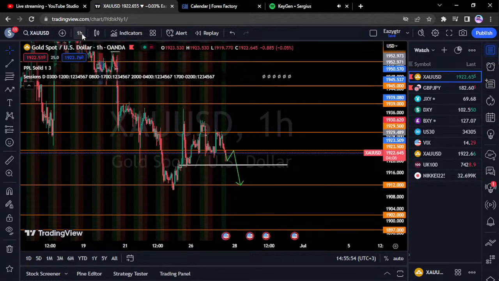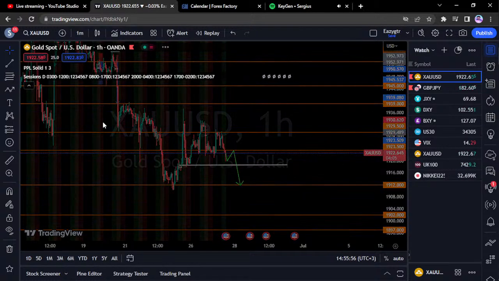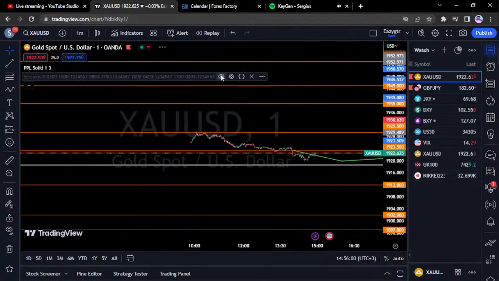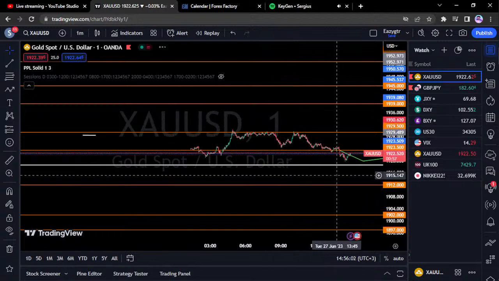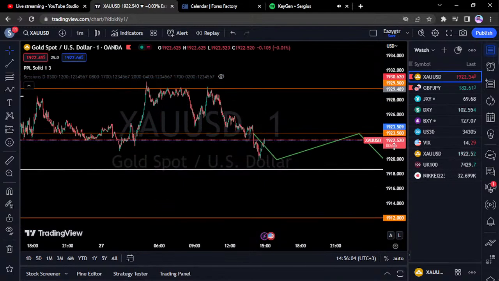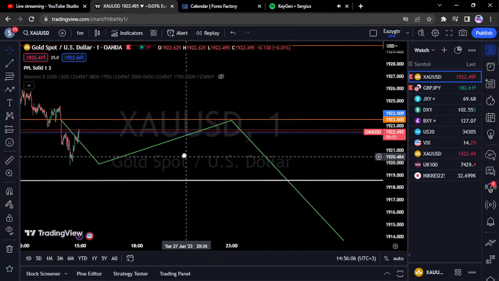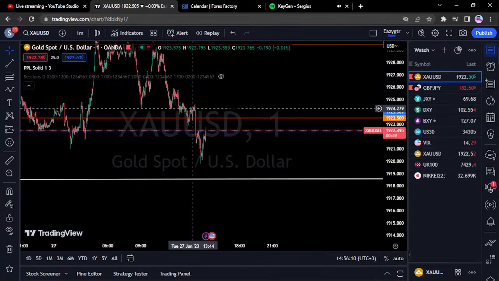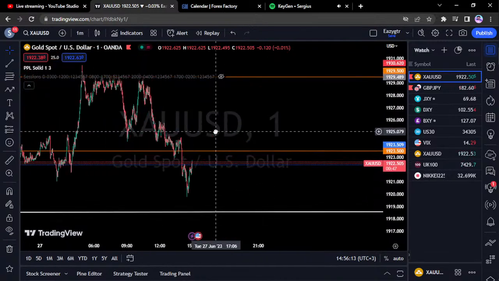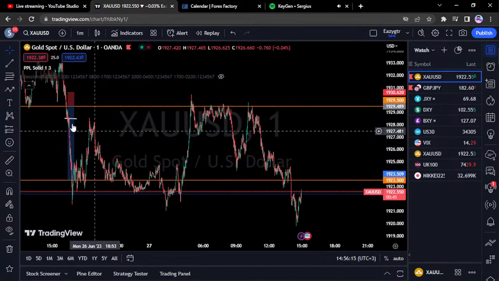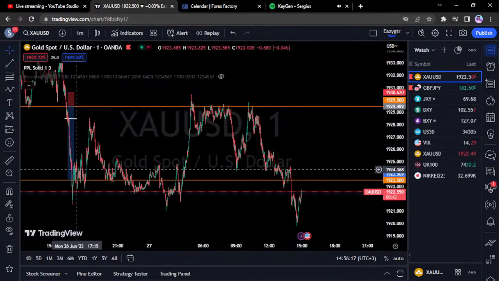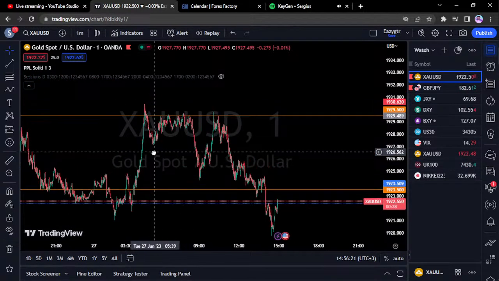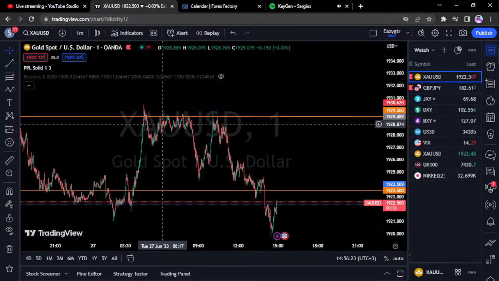So let's dive to our lower time frames. Let me clear this. So this was yesterday's trade. It hit take profit for 60 pips. And if you trade London, you could have gotten the same trade.